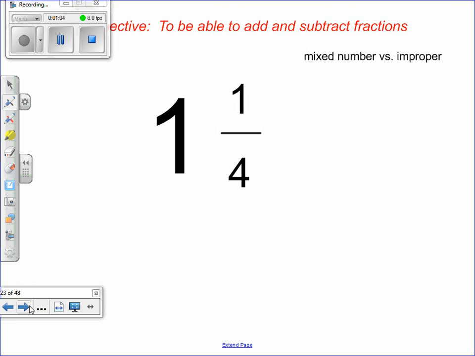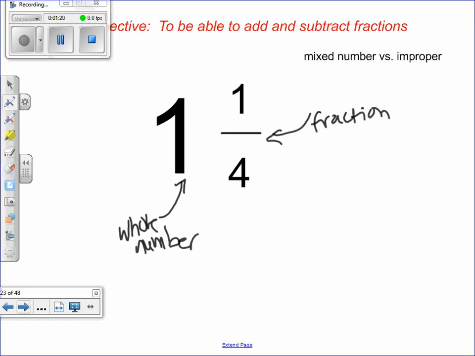All right, this is a mixed number. A mixed number has 2 parts. It has a whole number, that tells me how many whole cheesecakes I get to myself. And it has a fraction. So every mixed number has a whole number part and a fraction part. The fraction part tells me I get an additional 1/4 of a cheesecake.